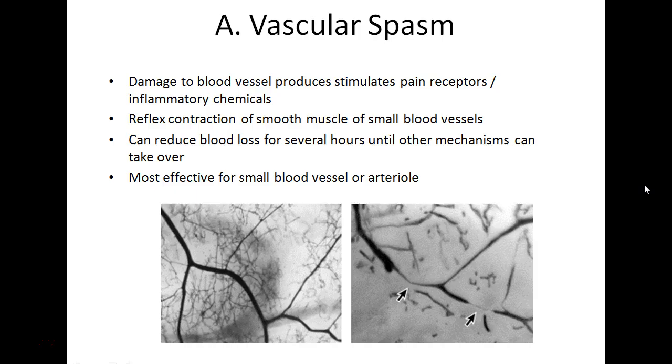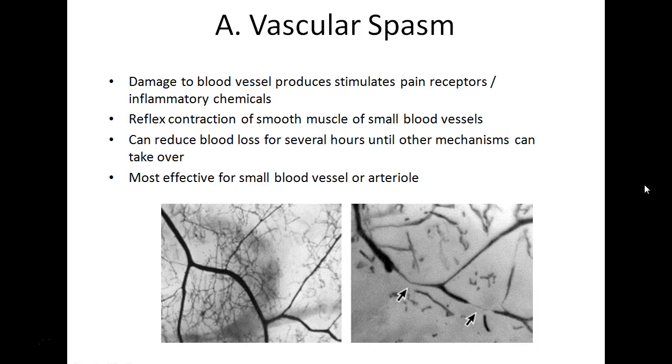So let's go more in depth into that vascular spasm now. So this vascular spasm is a process by which a blood vessel constricts suddenly. This sudden constriction is going to restrict the amount of blood leaking from that damaged vessel. And this can reduce blood loss over several hours until other mechanisms can take over.